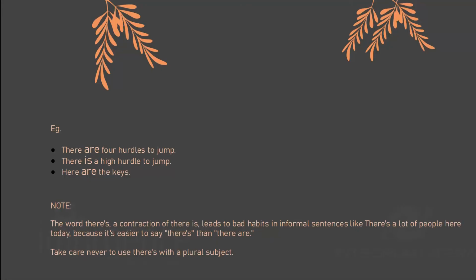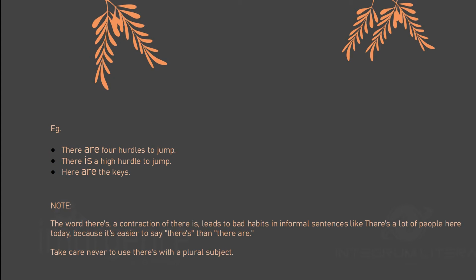There are 4 hurdles to jump. There is a high hurdle to jump. Here are the keys. Basically what it says is in sentences beginning with here or there, the true subject always follows the verb. The true subject is nothing but the subject we're referring to in the sentence. So in the first sentence, we are referring to 4 hurdles. Again, 4 hurdles is plural, right? So we have there are. In the second sentence, there is a high hurdle. Again, a high hurdle is singular. Henceforth, we use a singular verb form.